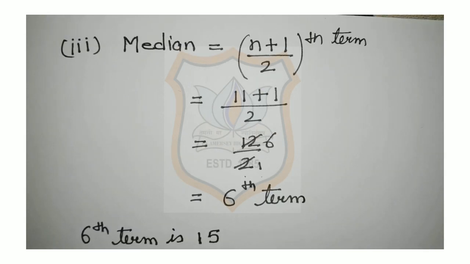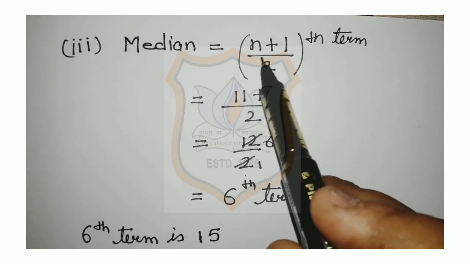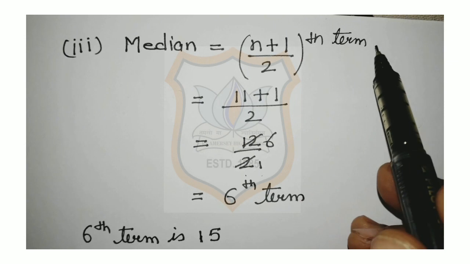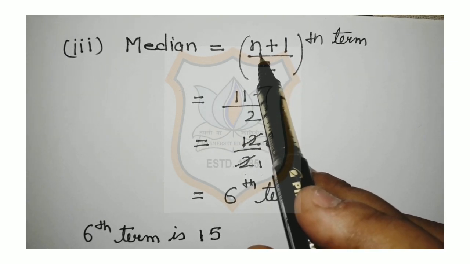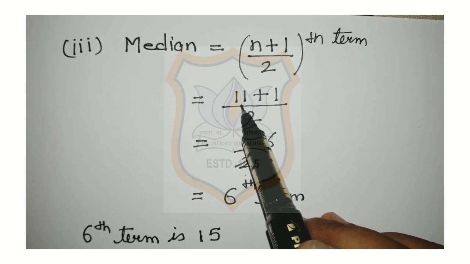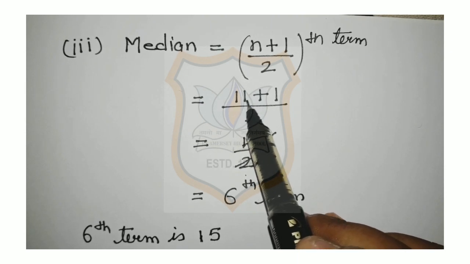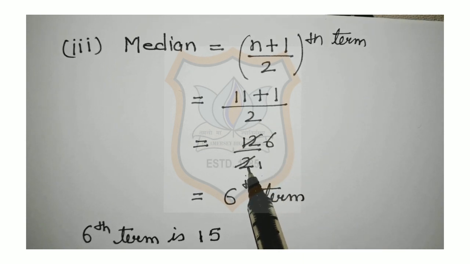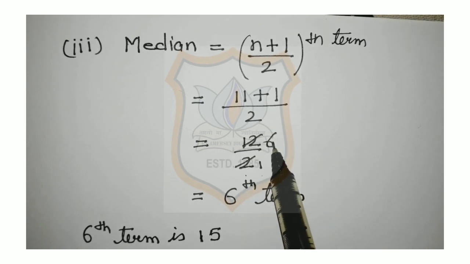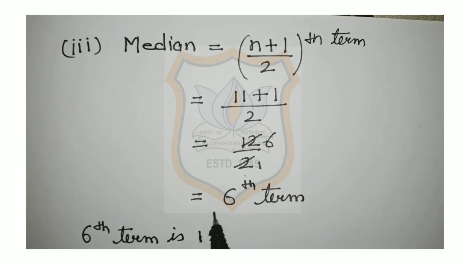The third thing I have to calculate is the median. And what is the formula to find the median? It is (n plus 1) upon 2 th term. n is the number of observations. Here the number of observations is 11, because the total number of players is 11. 11 plus 1 upon 2. 11 plus 1 is equal to 12. 12 upon 2. 2 ones are 2, 2 sixes are 12. So our answer is the 6th term.